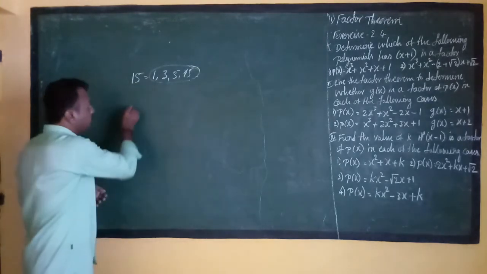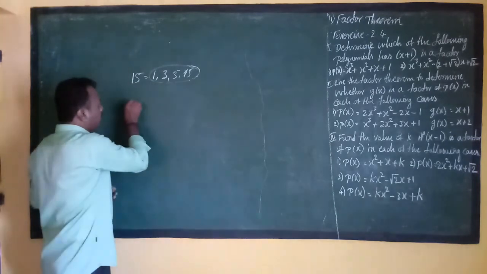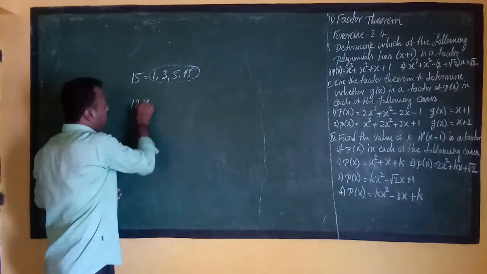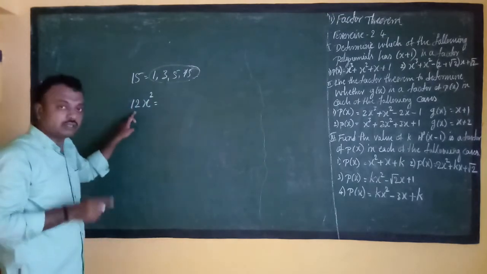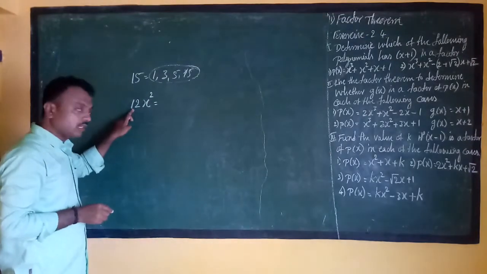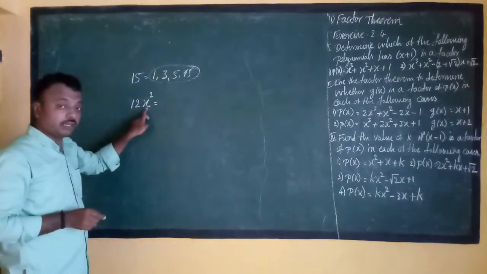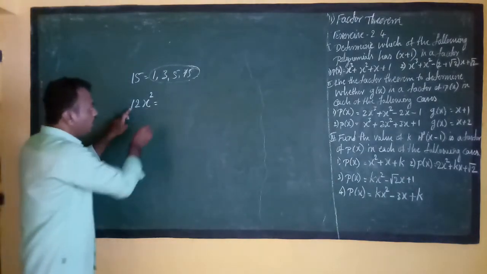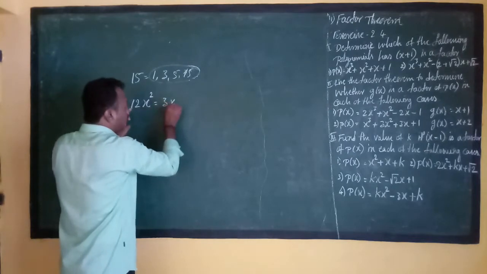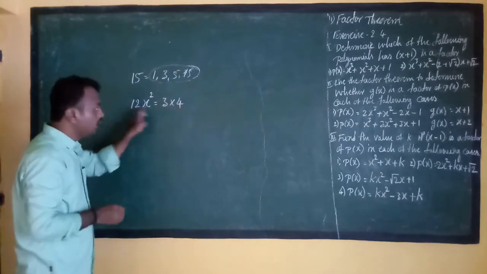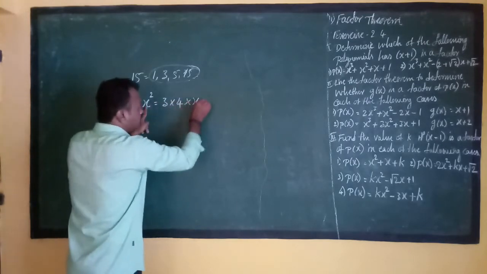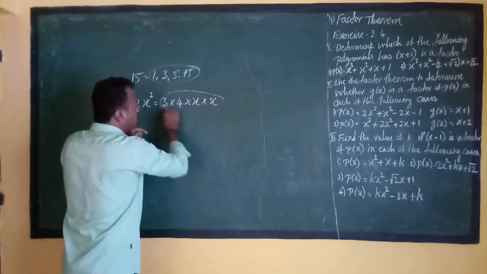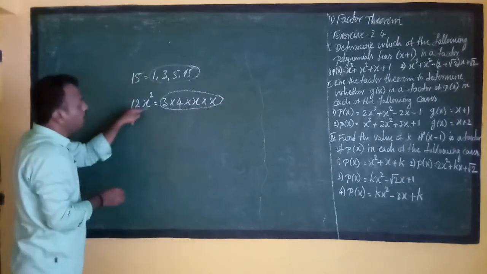For example, I will take 12x square. 12x square is one of the algebraic terms. Here 12 is the numerical coefficient, and x is the algebraic part. The factors of 12 are 3 into 4, and x square means x into x. So these are the factors of 12x square.